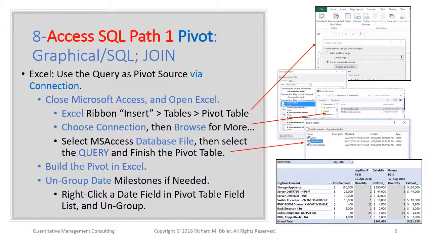Beware of Microsoft grouping dates. In most cases, you don't want them grouped. If you need to ungroup them, right-click a date field in the Pivot Table field list at the right of the Pivot Table Editor and choose Ungroup.